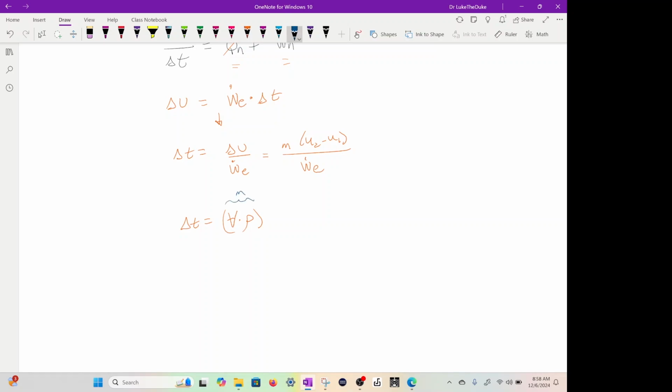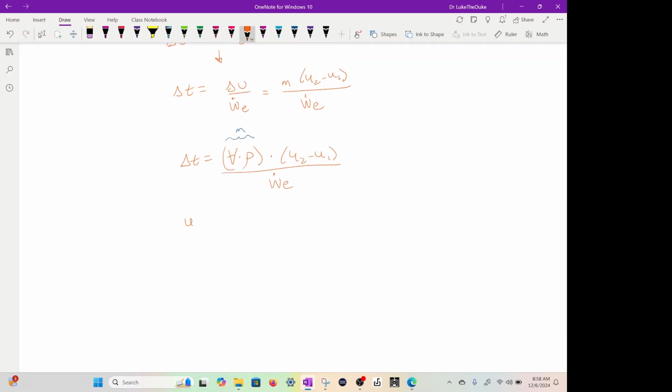times (U2 minus U1) over the power. Then you can find U1 at T1, which is equal to 105 kilojoules per kilogram. U2 at T2 is 209 kilojoules per kilogram. And this is found in Table A4, and I'm going to show you that right now.